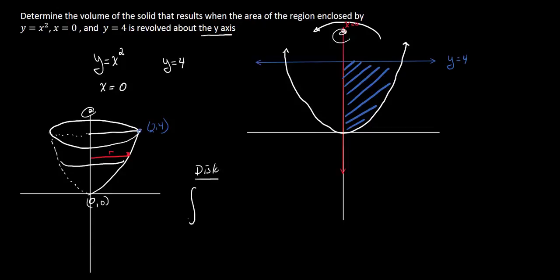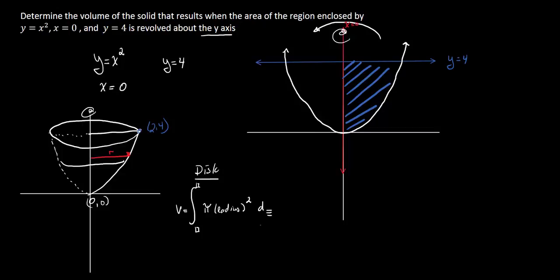This will be the integral, so the volume will be the integral from some value to some other value of pi times some radius squared, and then we're going to integrate this with respect to something. But it helps me to figure out which way is actually easier to evaluate.